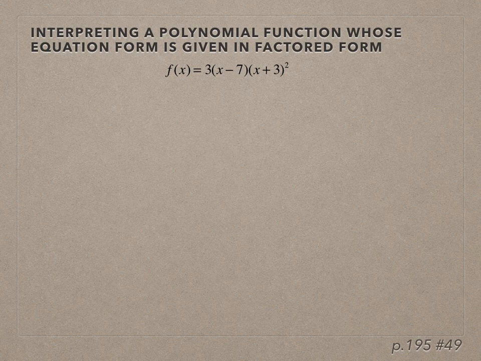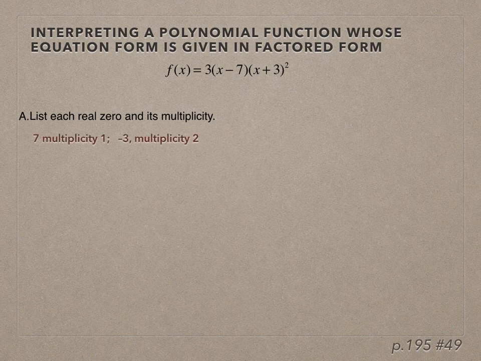So the number of roots that I would have would be 3. And question A says to list each real zero and give its multiplicity. There is a real zero at x = 7 with multiplicity 1. There is a real zero at x = -3 with multiplicity 2. And I got that by determining the x value that would result in each factor being 0.